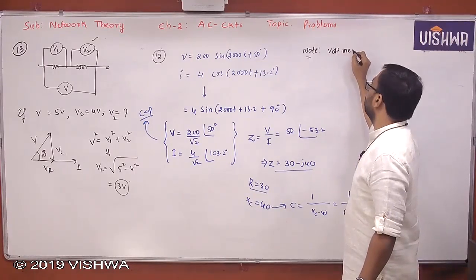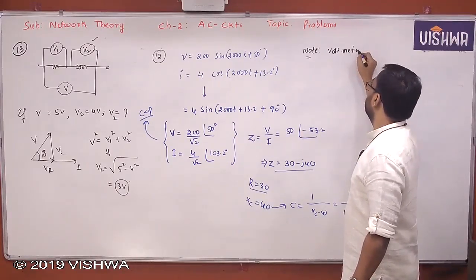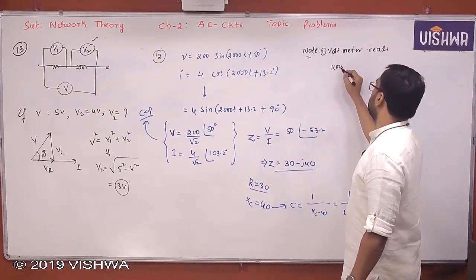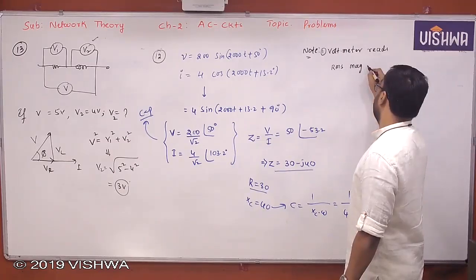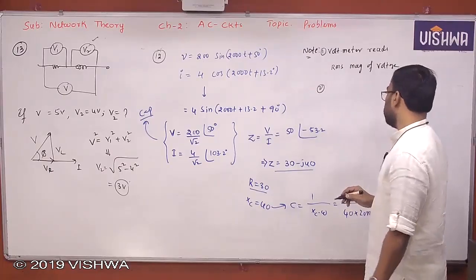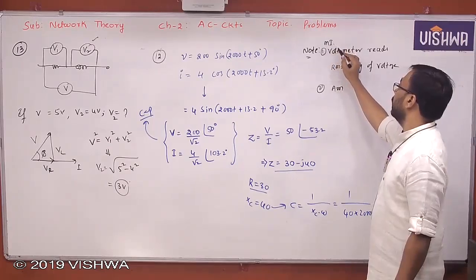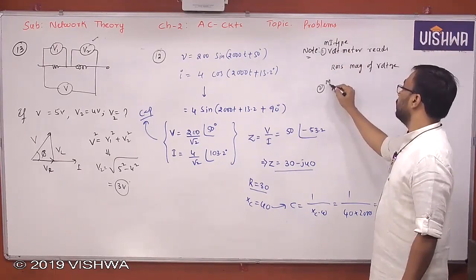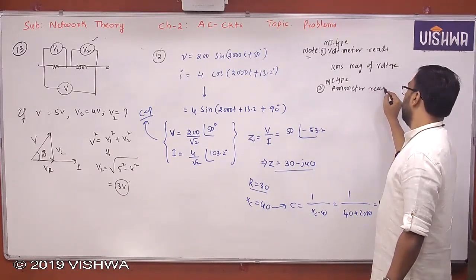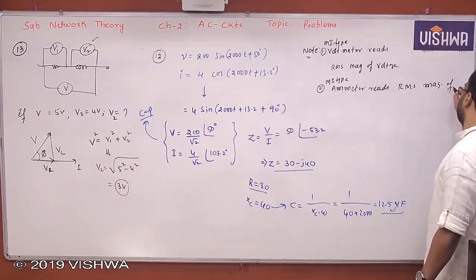Voltmeter reads the RMS magnitude of voltage. The ammeter is the MI type, okay? The voltmeter is also MI type. Ammeter reads the RMS magnitude of current.